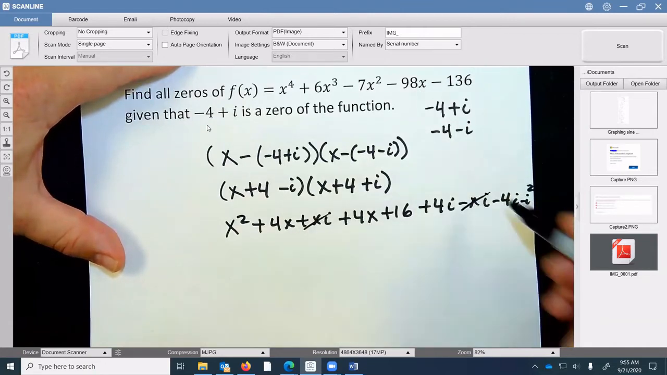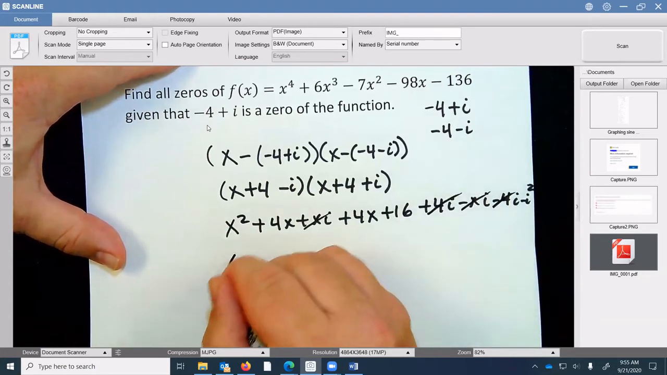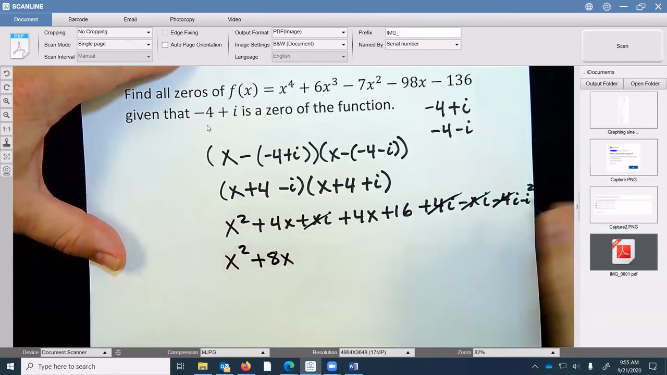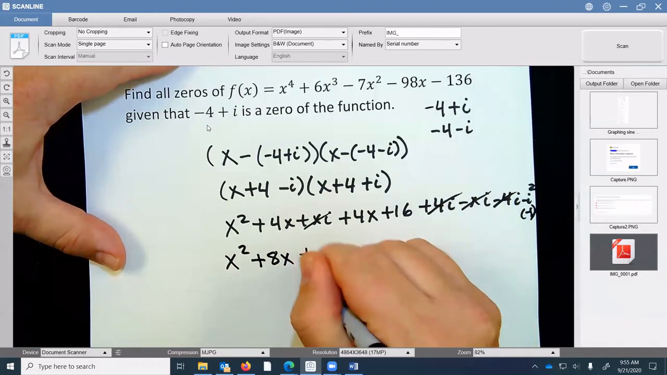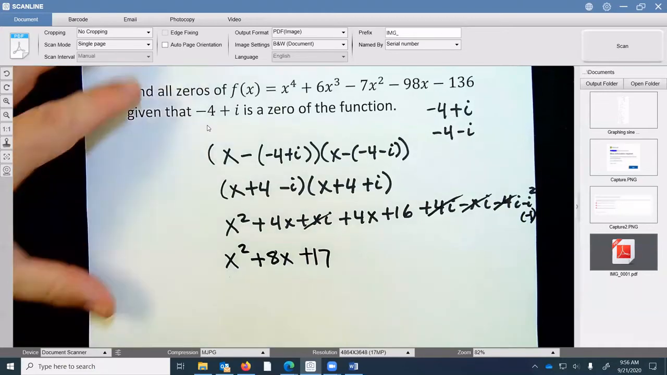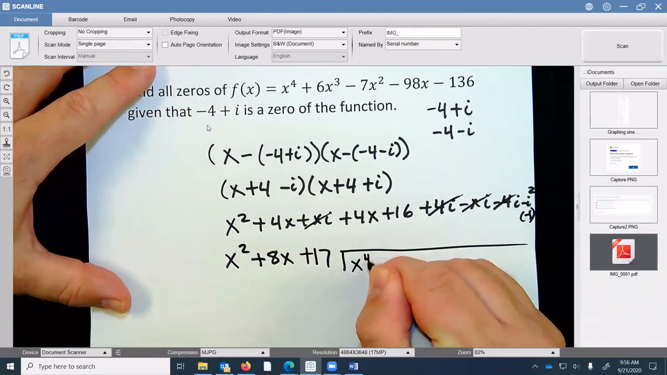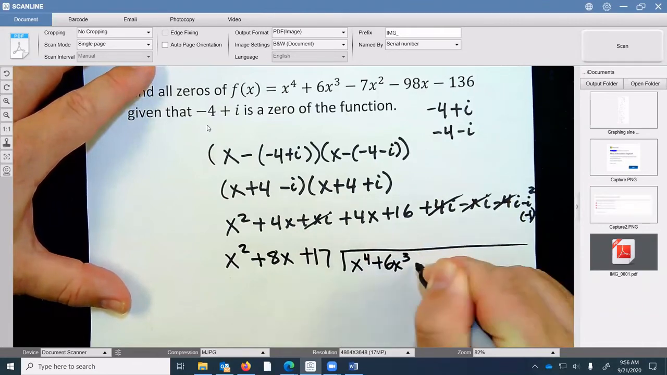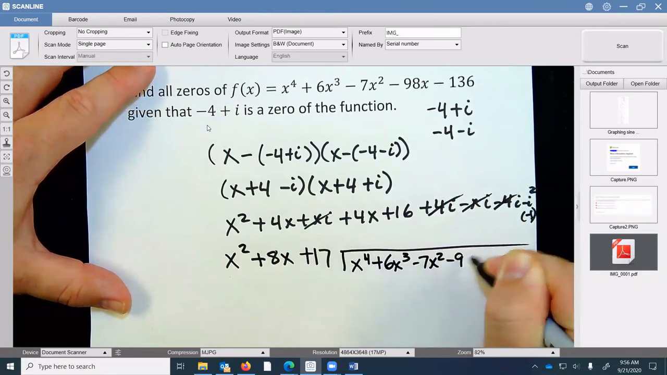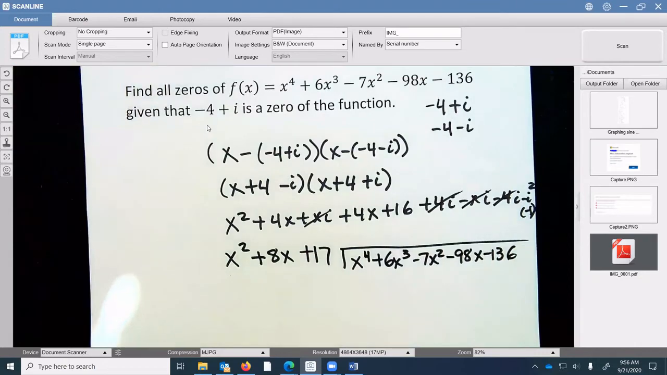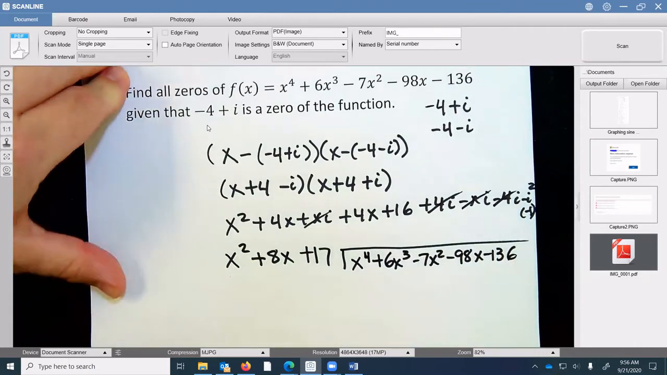Xi, negative xi, 4i, negative 4i, leaves me with x squared plus 8x. I got 16, minus a minus is a plus, I end up with 17. And then I do my polynomial long division. And hopefully this will be a little nicer.